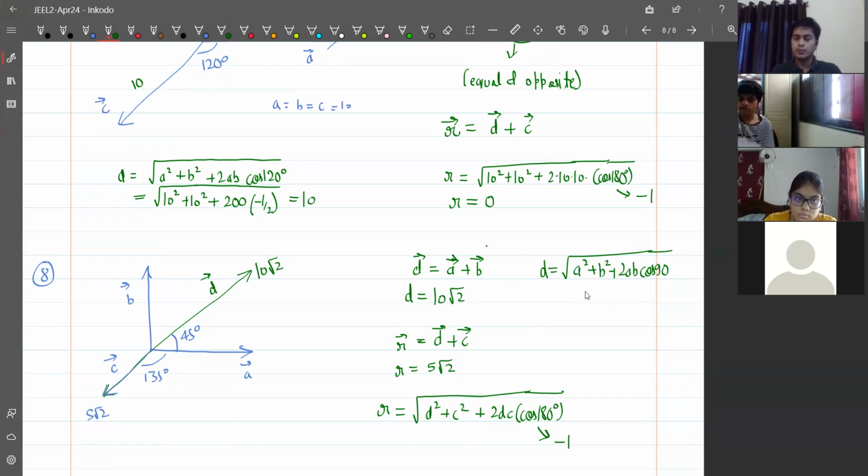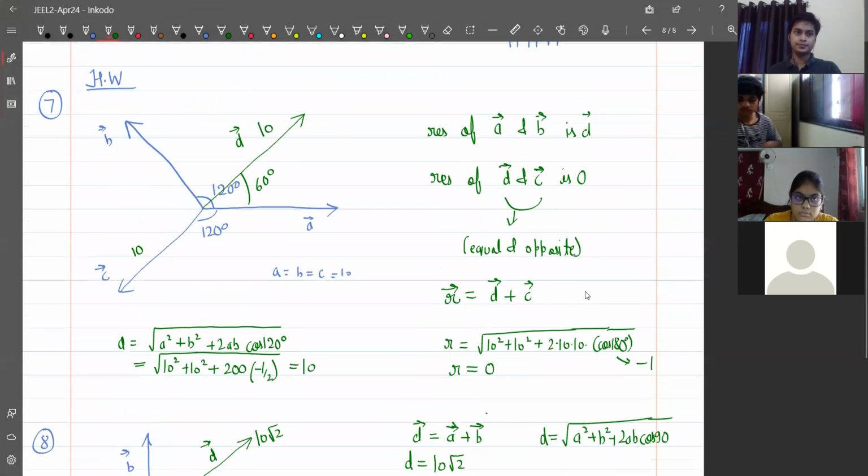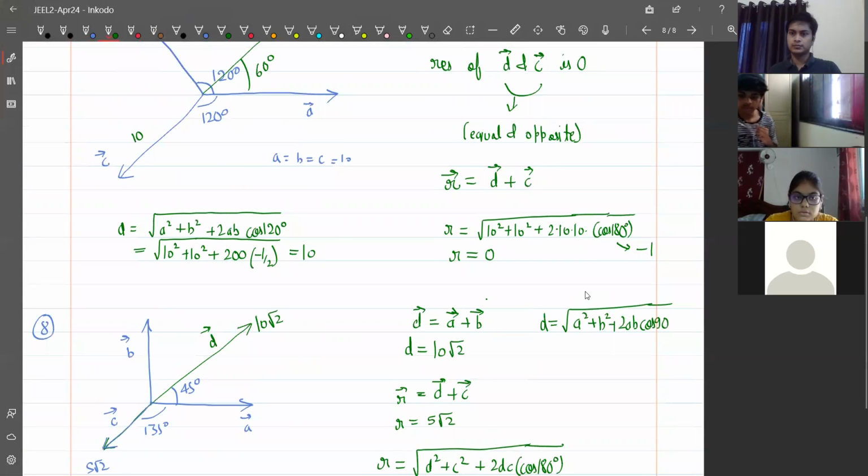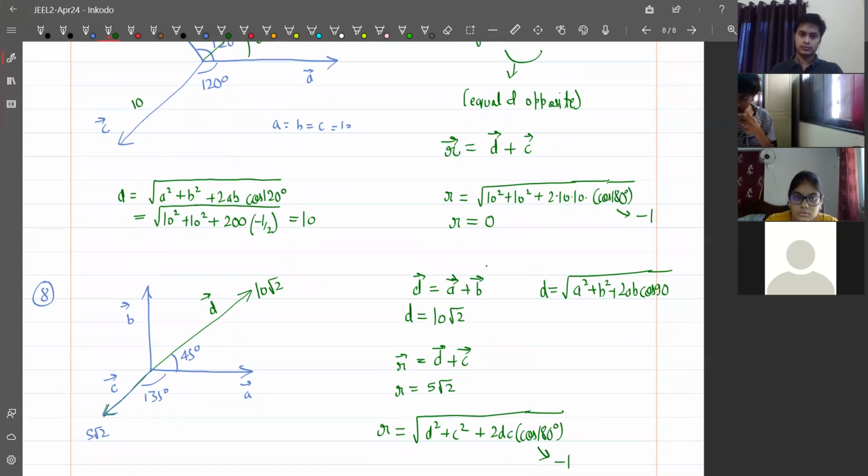Have you submitted the homework? Uploaded the homework in the drive? Yes, sir. Okay. What about Vaishnavi? Yes, sir. And Kushagra? Yes, sir. Okay. Any other doubt? Sir, in homework part 2, 6th and 7th. Sorry, 6th and 8th. Can you give me the value?